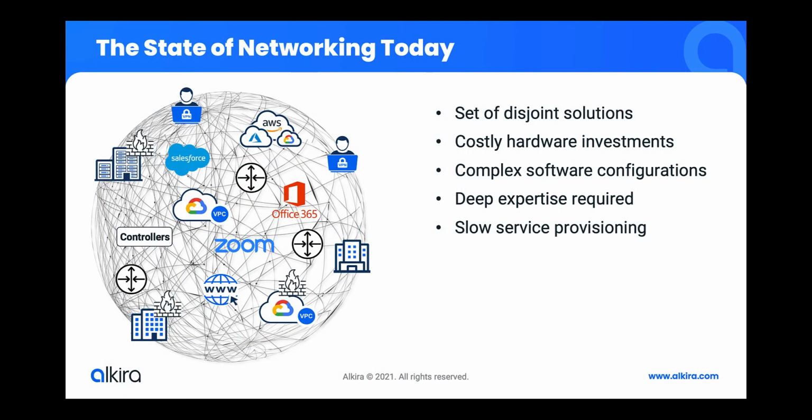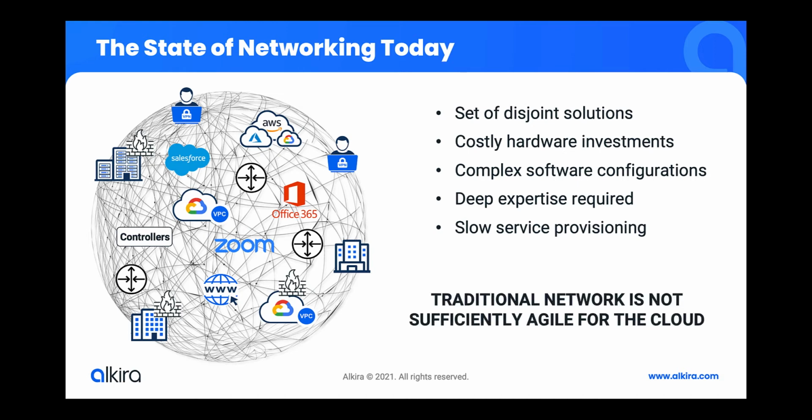Building networks for the cloud era using traditional methods is a daunting task. The lack of a uniform approach forces organizations to rely on a set of disjoint solutions for on-premises, cloud, and multi-cloud connectivity. Such solutions oftentimes carry a burden of costly hardware investments, coupled with complex software configurations and a need for acquiring deep cloud and networking expertise. All of this is resulting in a slow service provisioning. Simply put, the traditional network is not sufficiently agile for the cloud.